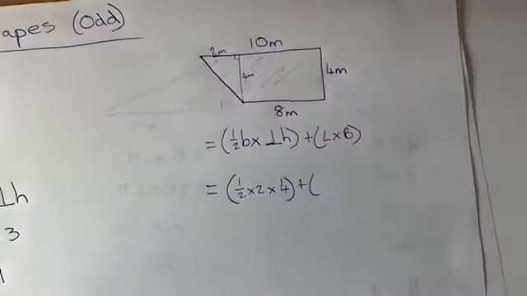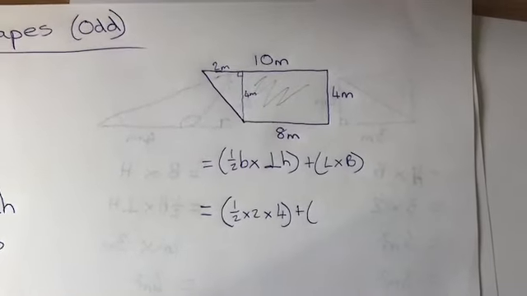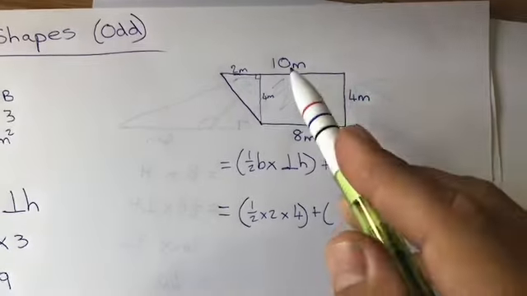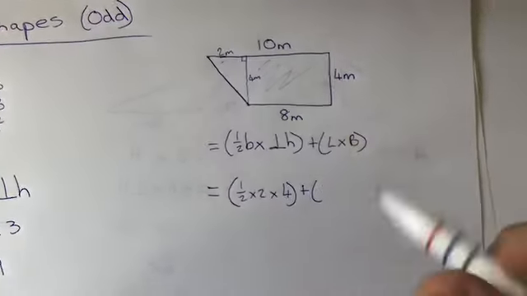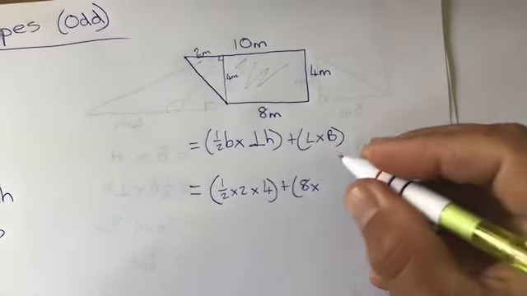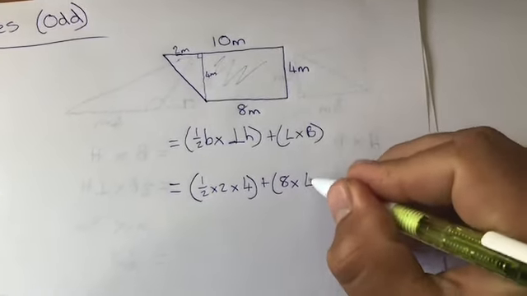Now this is where some people get very, very confused. You can see at the top of that shape, it's 10 meters. But remember, that 10 meters means this whole length, but we only want to do this shape. So we must use this 8 over here. And of course the height is simply 4.